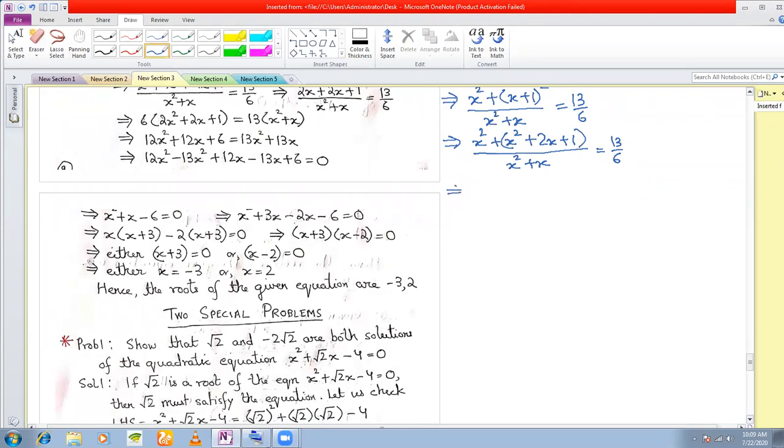Simplify, open the brackets. This is a good habit actually. You can do it directly, no problem, but this is a good habit because brackets are there. If there's a minus sign with a bracket, then you are quite prone to make mistakes. So it is always a good habit to open the brackets and then simplify, whether it is a plus or a minus sign. Okay, so I've simplified the left hand side. Now I cross multiply.